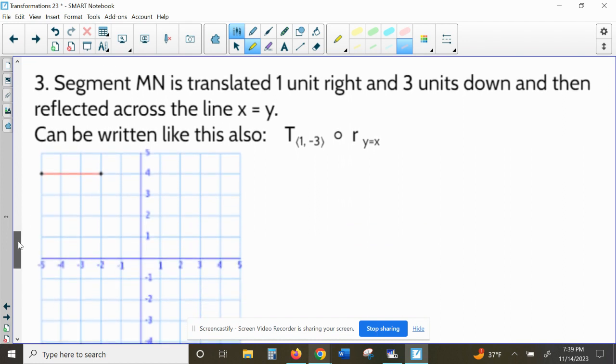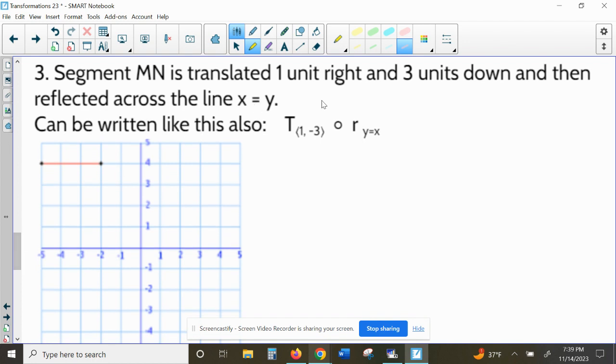It says segment MN is translated 1 unit to the right and 3 units down, and then it's reflected across the line y equals x. This can also be written like this. A translation can be written like that, 1, negative 3. And we know a reflection can be written like that. Now, do you see this right here in between? That's the little symbol that says to do this and then do that. So that's what the symbol means.